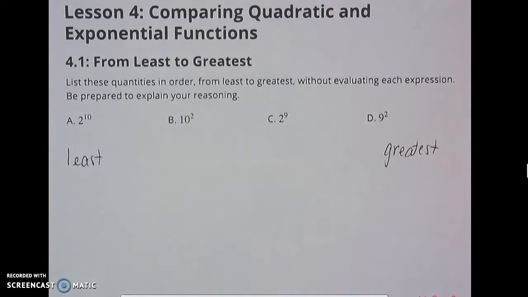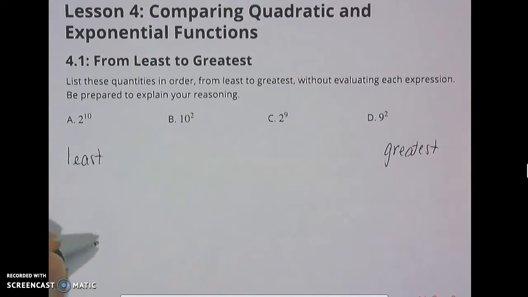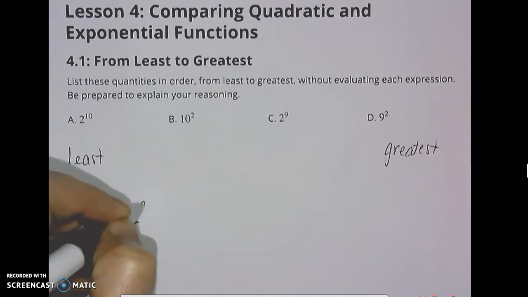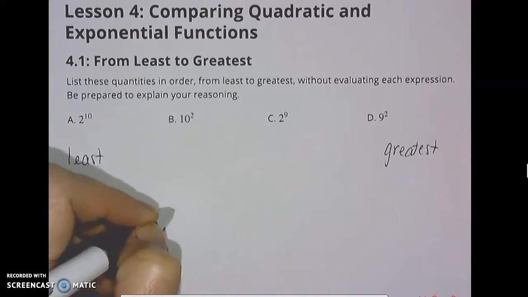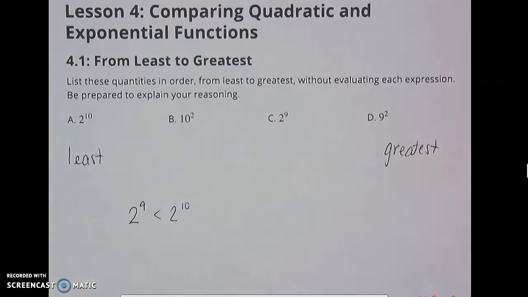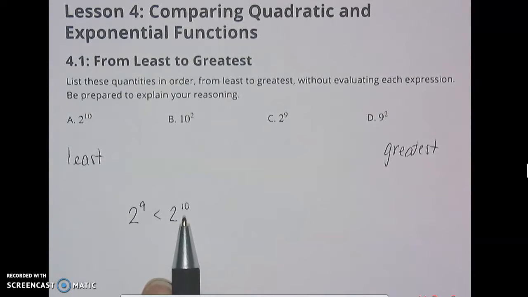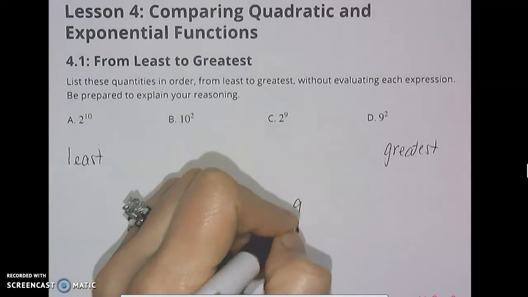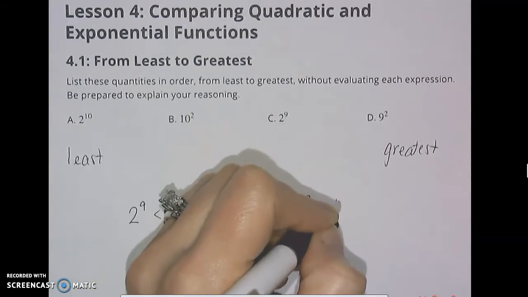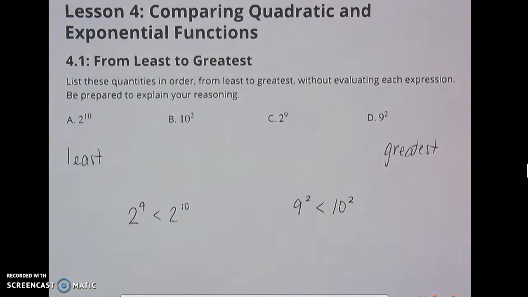One thing that we should know is that 2 to the 9th has to be less than 2 to the 10th, because 2 to the 9th means that you're taking 2 multiplied by itself 9 times, and 2 to the 10th means that we're taking 2 and multiplying it by itself 10 times. So multiplying it by 2 10 times has got to be more than multiplying 2 by itself 9 times. Another thing that we should know is that 9 squared has to be less than 10 squared.